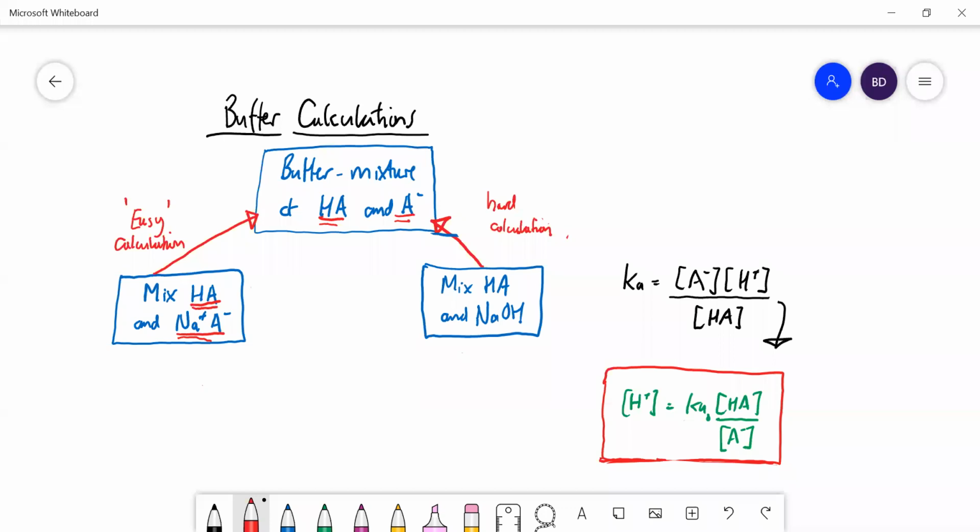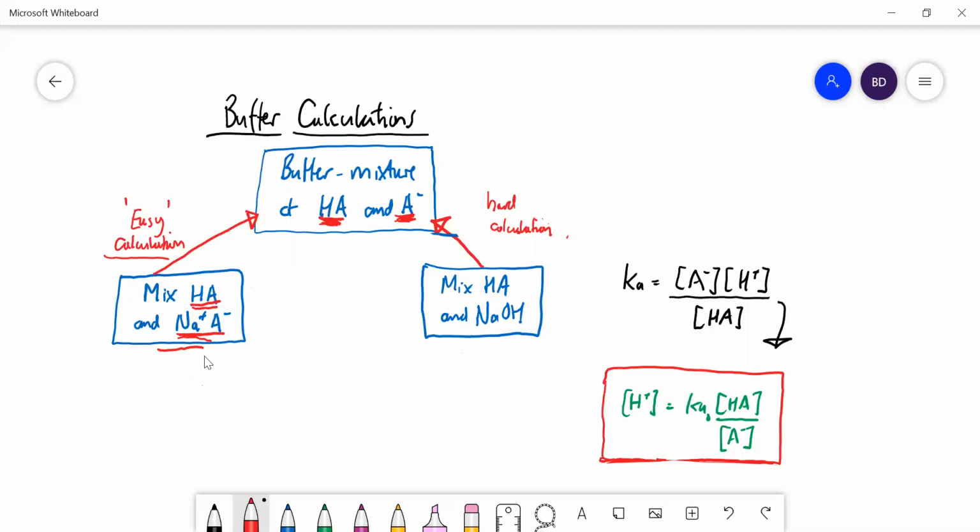Okay, so some more buffer calculations. Don't forget, whenever you're doing a buffer, it requires that you have a mixture of HA, a weak acid, and A minus, its conjugate base. So there are two ways of making a buffer. There's this one on the left. You simply mix the weak acid with its sodium salt, and the calculation is a bit easier there when you're working out the pH.